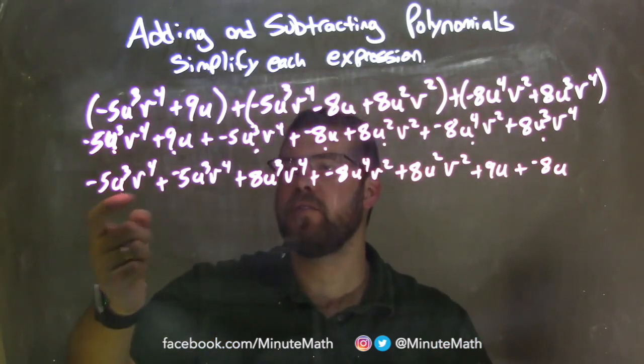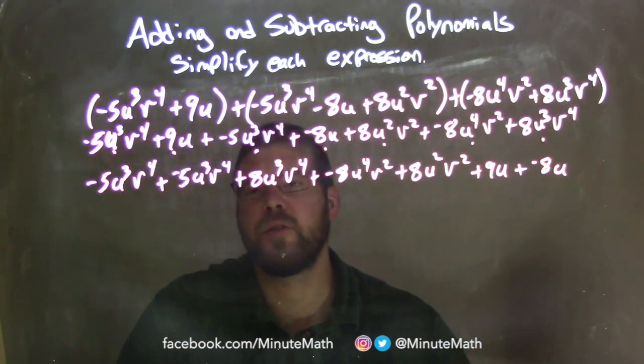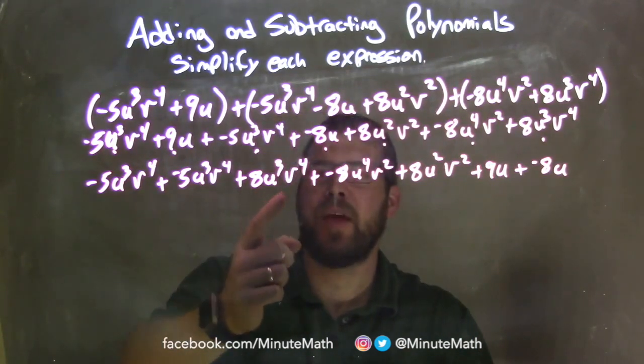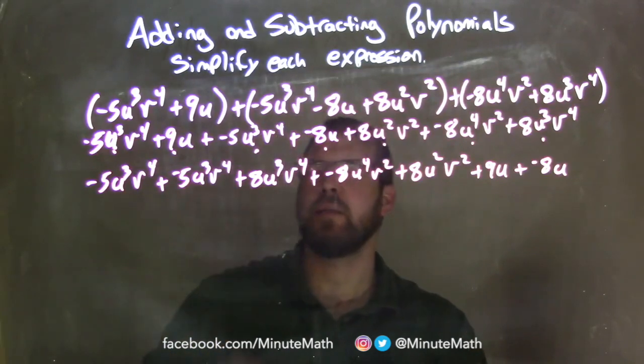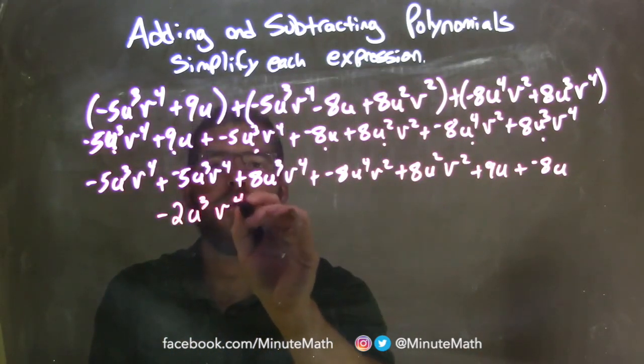Well, these two together, negative 5u to the third, v to the fourth, plus a negative 5u to the third, v to the fourth, is negative 10u to the third, v to the fourth. But I combine it with 8u to the third, v to the fourth, or all three like terms, gives me a negative 2u to the third, v to the fourth.